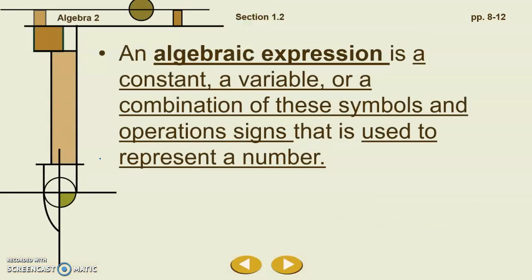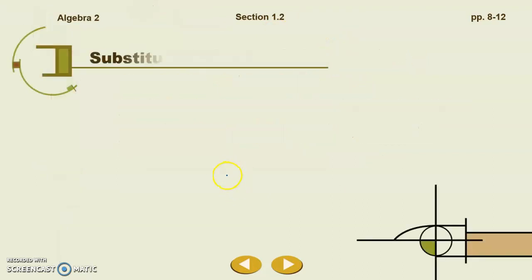All right, let's turn our attention to algebraic expressions, which involve plugging and chugging. And this is a definition, so write it in the vocab section. An algebraic expression is a constant, that means a number, a variable, or a combination of these symbols and operation signs that is used to represent a number. So no equal sign in an algebraic expression. It could be just a number, it could be a variable, it could be some combination of these things, like 3 plus x. Okay, it's used to represent a number. There is no equal sign. Okay, no equal sign in an expression, so make sure you note that.